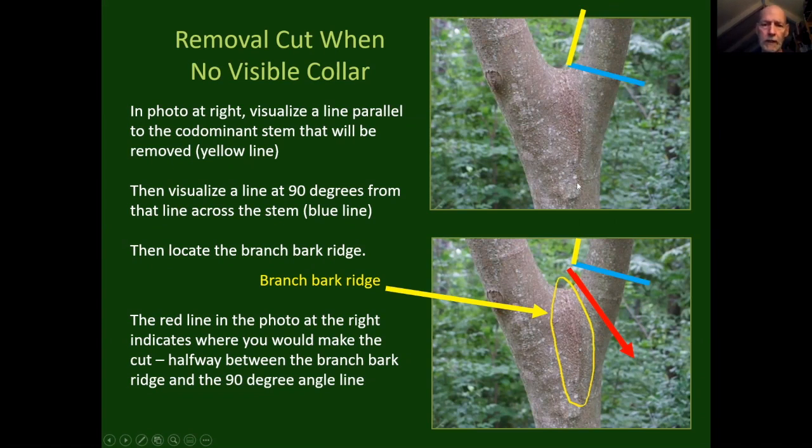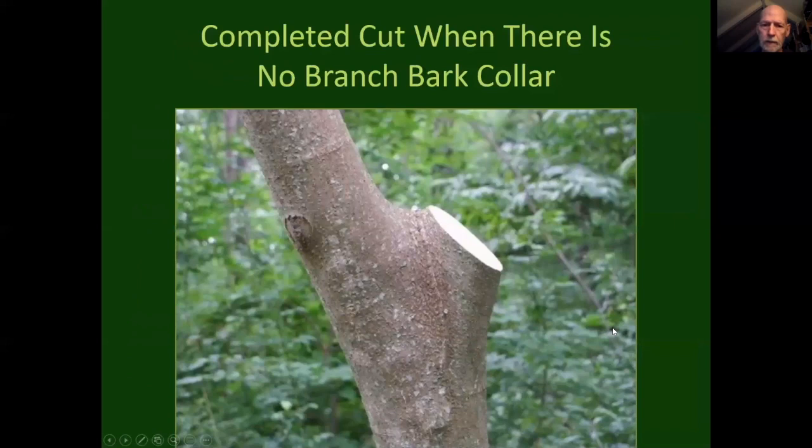Okay. So here's the line parallel with the branch that we're taking off. Here's the right angle line. Here's the ridge. We'll cut right here. And that's where you are. So even if you don't have a branch bark collar, you're almost always going to be able to see a ridge. And that's going to help you decide where to make the cut. When you have no branch bark collar, or you can't see one, or you've got codominant leads.